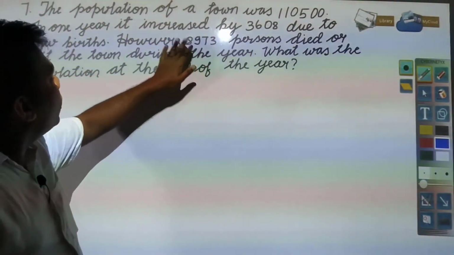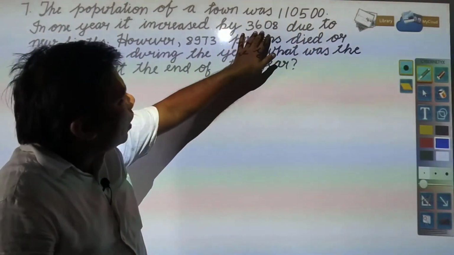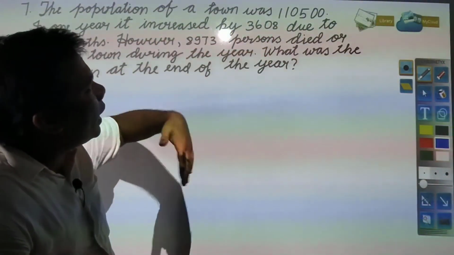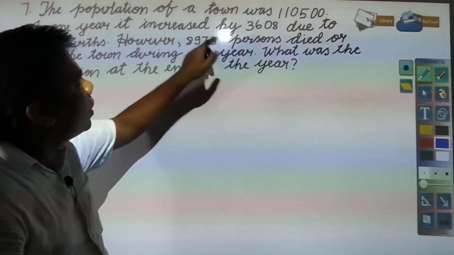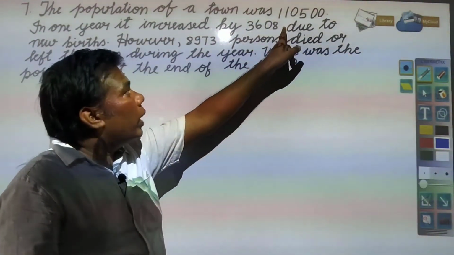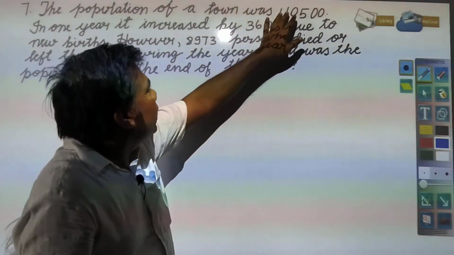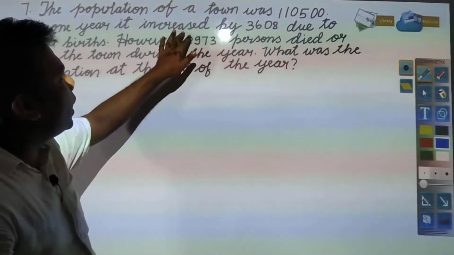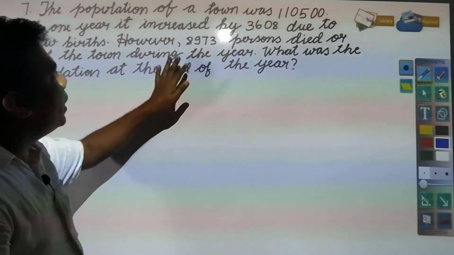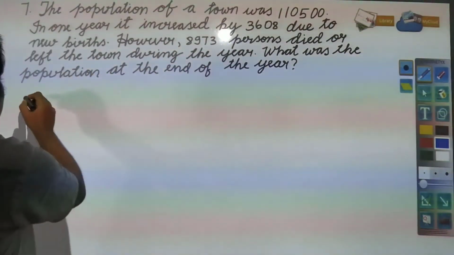So we know the population of the town is this much, and this much population has been increased due to new births. So this number is required to be added to it. So we will get the actual population, and from there we need to subtract this number, so that finally we can know what population we have at present. So here you see how we will solve.